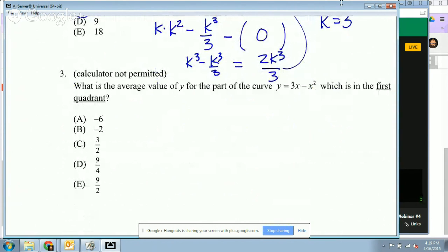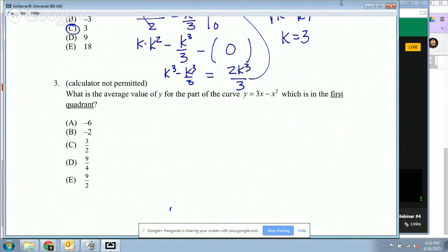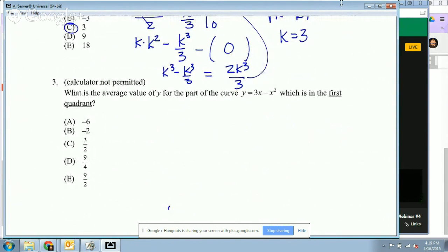So what is the average value for the part of the curve y equals 3x minus x squared, which is in the first quadrant? The first thing that actually pops out to me is that they use that magical phrase that we talked about at the beginning. They use this phrase, average value. Okay, so I'm going to be able to kind of draw this curve. I know it's 3x minus x squared, so I know that it intersects at 0 and at 3.